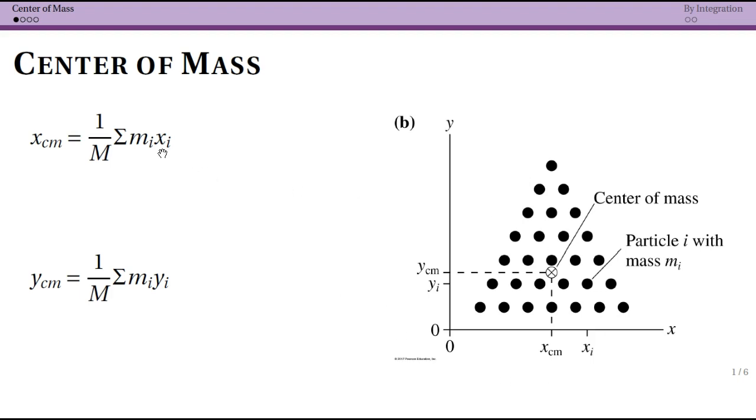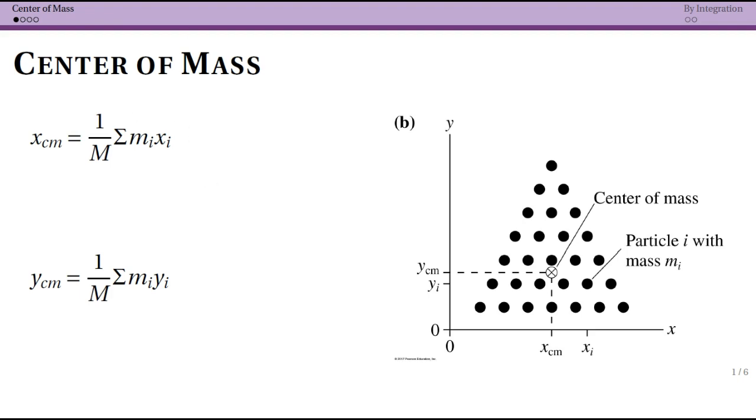And so this is the right way to think about it for a discrete system, such as this object, where each of these particles has a mass. Maybe they're all the same mass, maybe they're not. You would then add up the x position of every single piece multiplied by the mass of that piece, and you would find the average. You would then do the same thing for y.